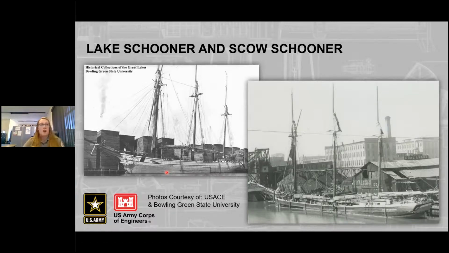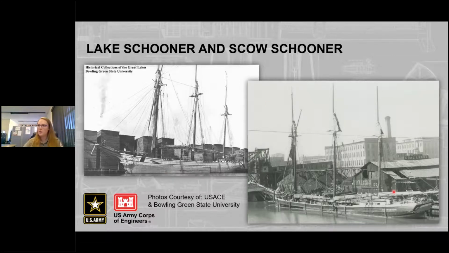And as Scott somewhat mentioned, the lake schooners had their sails set up a bit differently than ocean-going schooners. Lake schooners generally had some taller masts, and they were, again, just generally larger than the ocean-going counterparts.